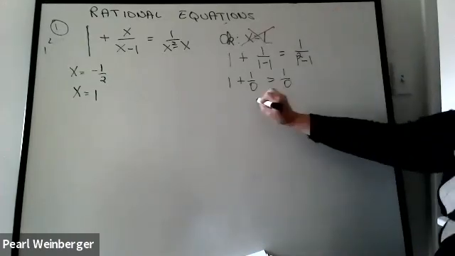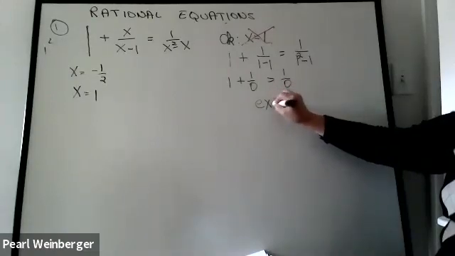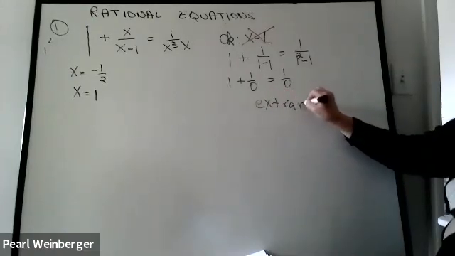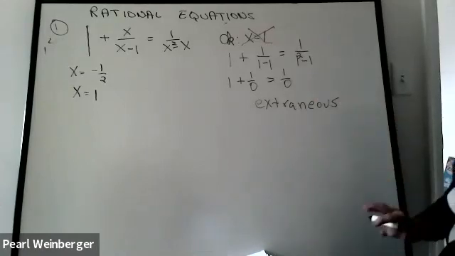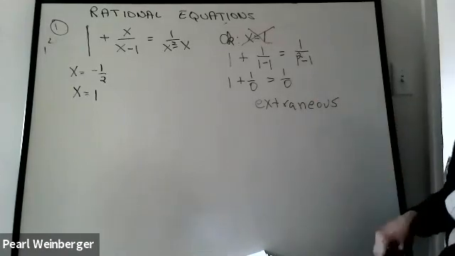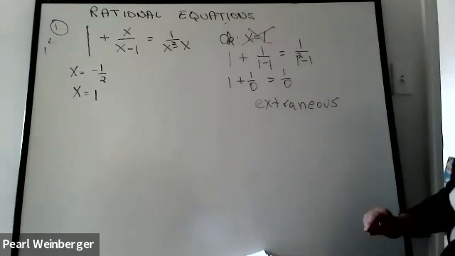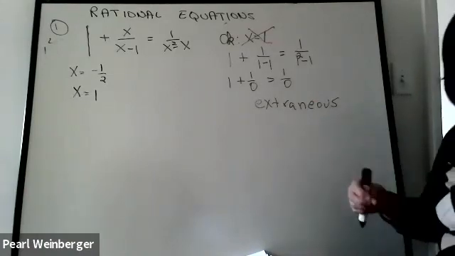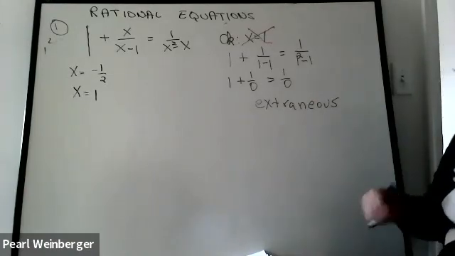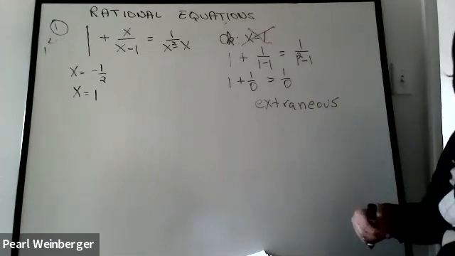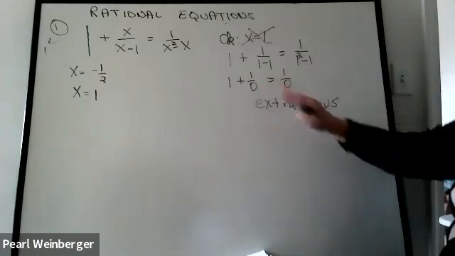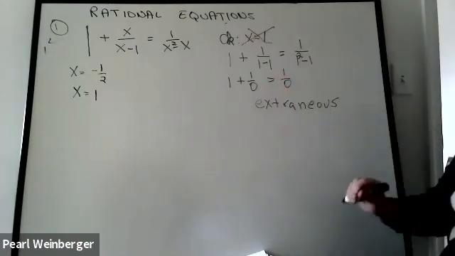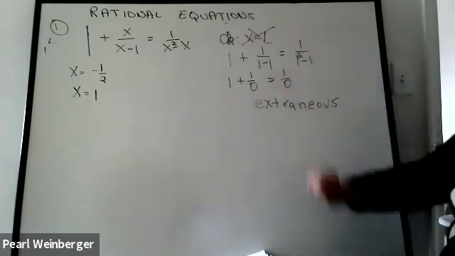The word extraneous means something that's extra, that's no good. If something's extraneous, it's something that popped up, but we don't want it. We did all the right work. It wasn't that I did the work wrong, but as a result of working it, I came out with an answer that doesn't make sense. So right away, I have to throw out that answer.